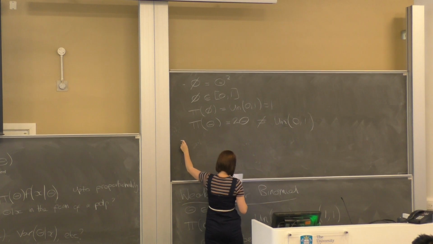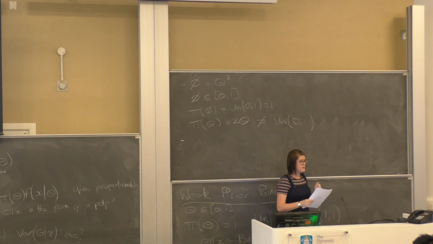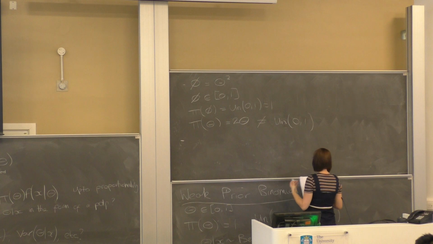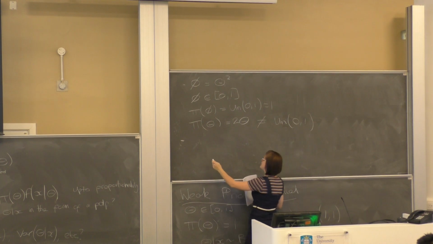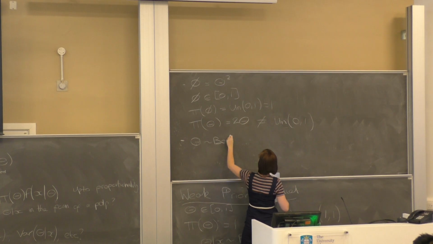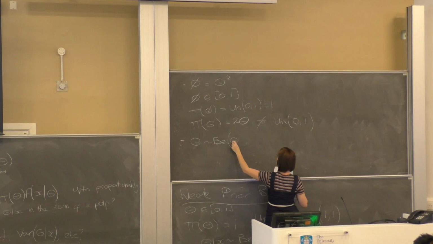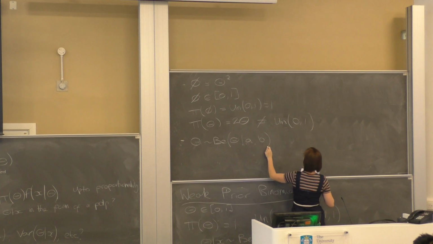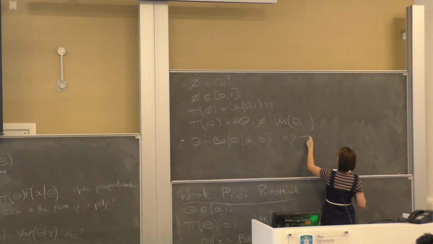So instead, we could look at a different prior that had sort of no information about theta. We would say that theta was beta, this conjugate distribution, but where our parameters, A and B, are tending towards 0.